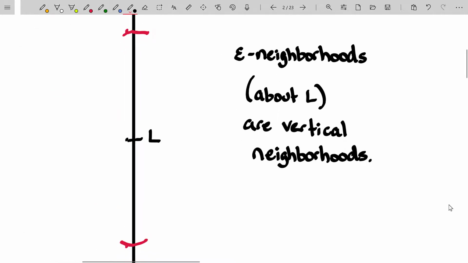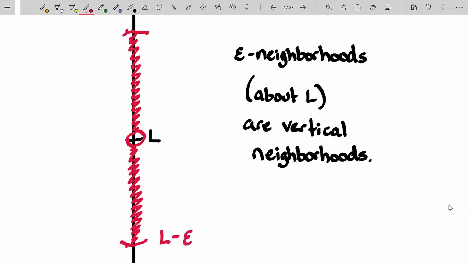Well, we also have a similar definition for the vertical neighborhoods, and these are called epsilon neighborhoods. And just like we would center horizontal neighborhoods at A, we'll go ahead and center vertical neighborhoods about some value. We'll call that capital L because it's very traditional in calculus to do that. So in this case, we have a vertical neighborhood centered at L of radius epsilon. That would include everything between the top and bottom there, which means L minus epsilon to L plus epsilon, but it will not include that puncture, that open hole in the center.